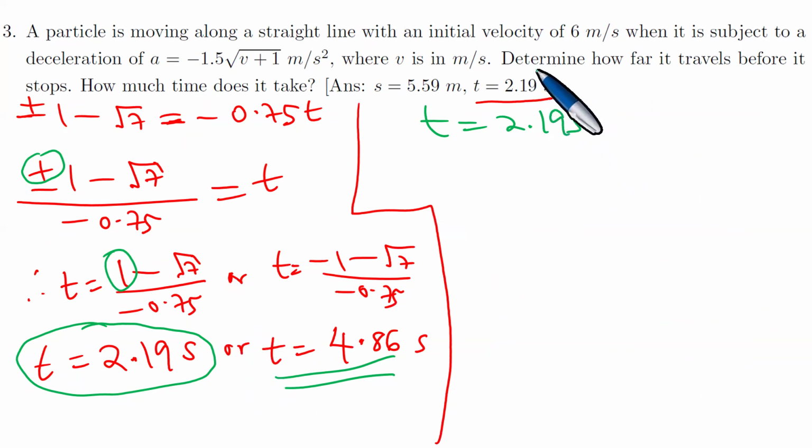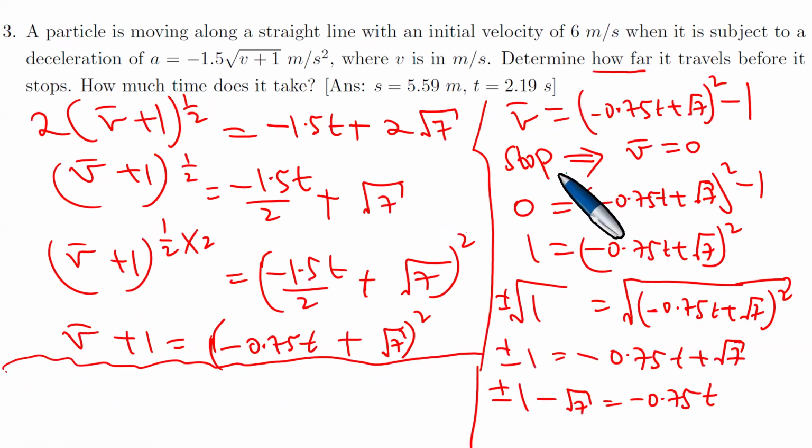So we need to determine how far it travels before it stops. So yeah, we said that when it stops, the velocity is 0. At a stop, the velocity is 0. But how far? So we need a displacement. How far, we need the displacement. What is the displacement? We need the displacement for how far?